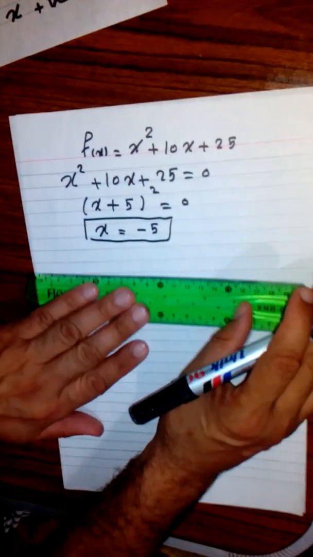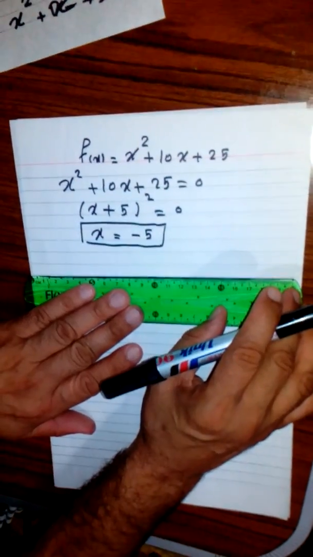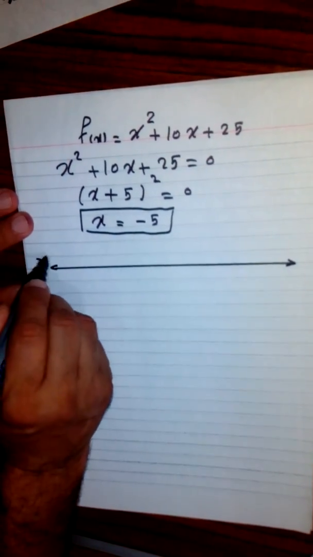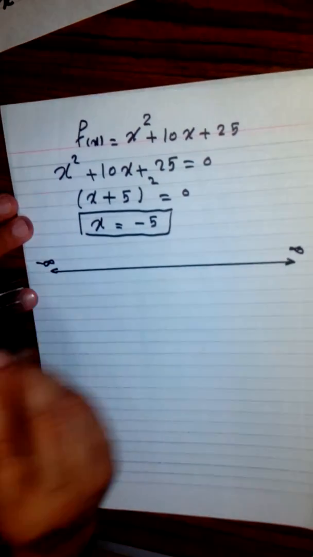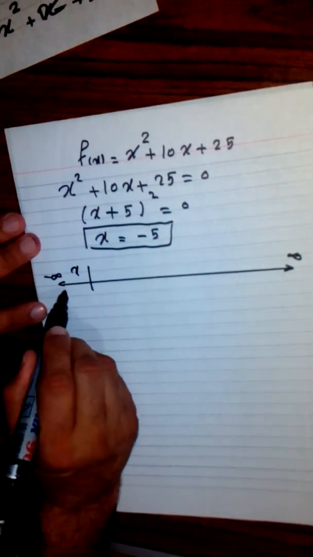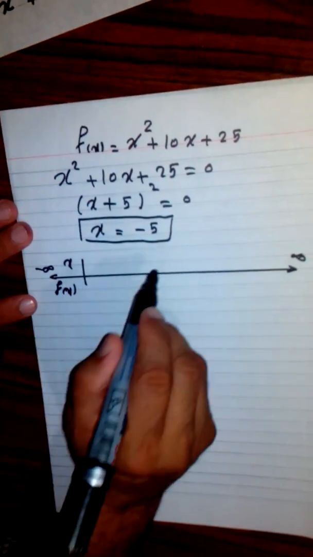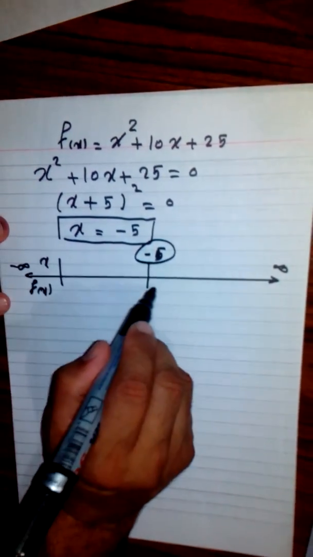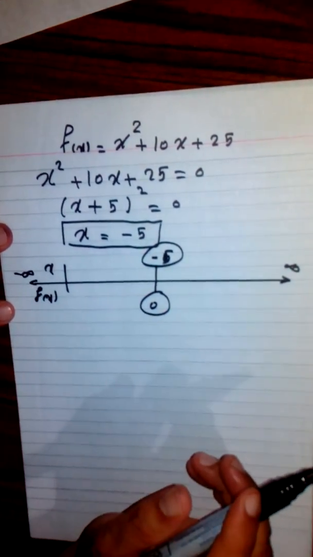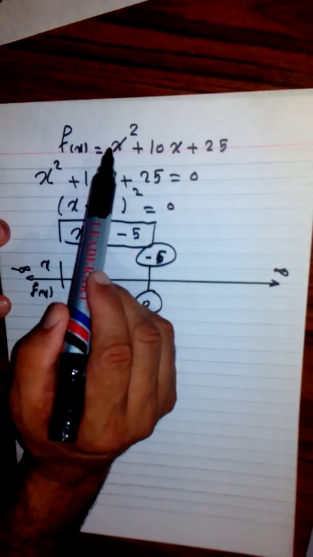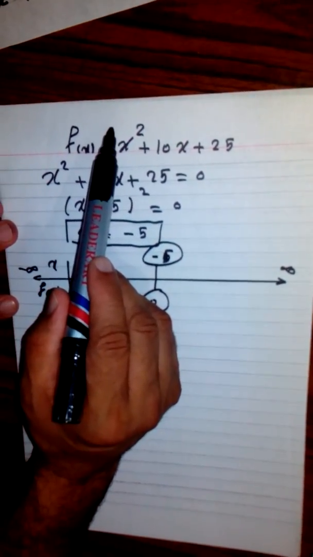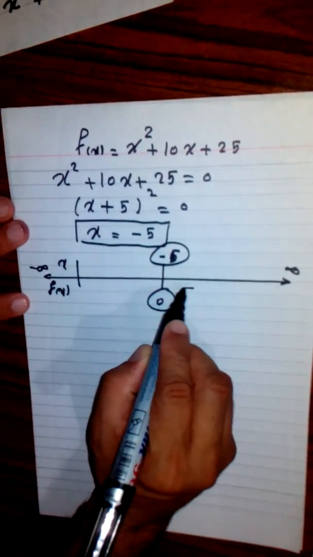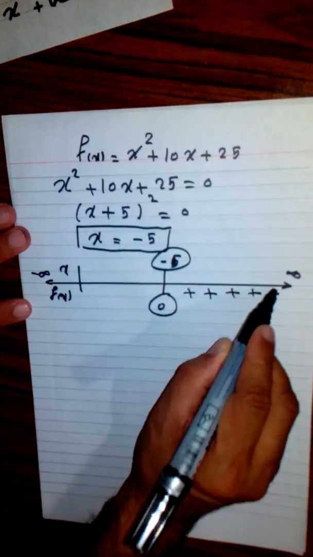We can draw the number line, negative infinity to infinity, x, f of x. If x equals negative 5, f of x equals 0. The factor of x squared is 1, positive. Then on the right of negative 5 it is positive, and on the left of negative 5 it is positive.